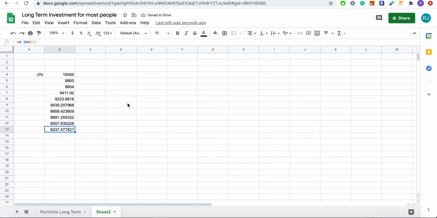So basically your $10,000 will become 8,337. That's how you fast lose. If it's a bigger amount, let's say you have 100,000, that's 83,000. And if you have $1,000,000, you are left with 830,000. So if you hold cash, you lost like 200,000 if you have $1,000,000. By not investing, you are doing that.